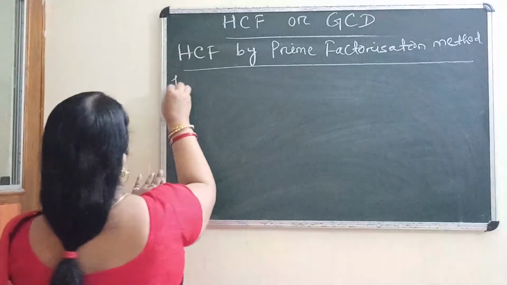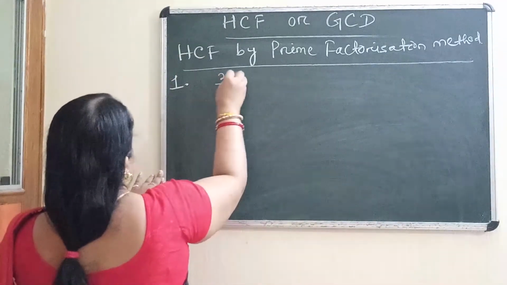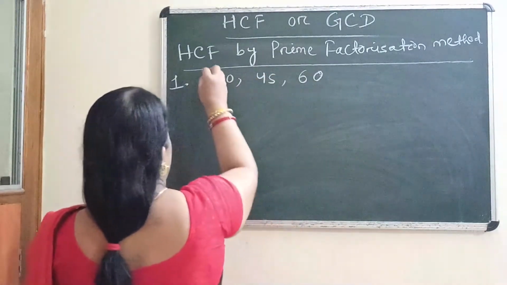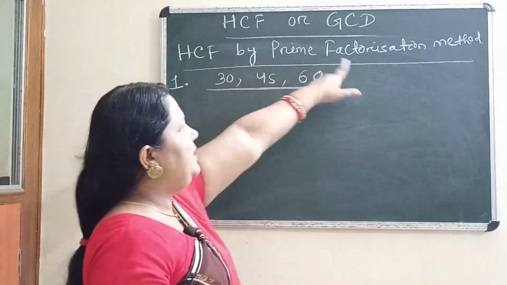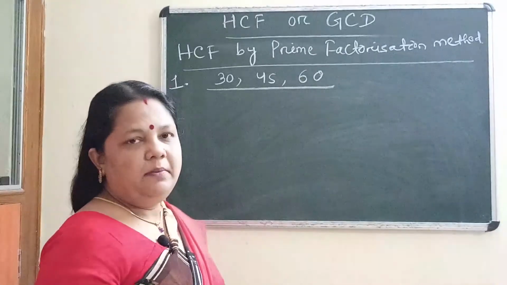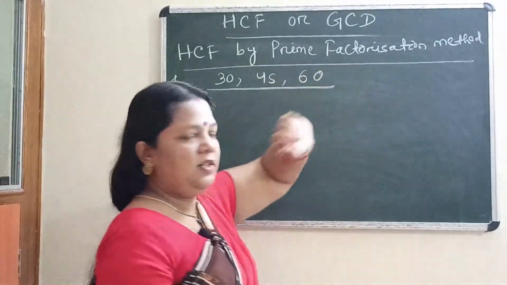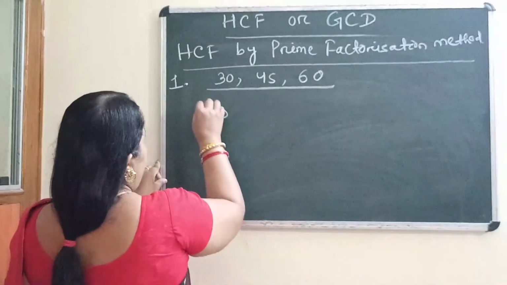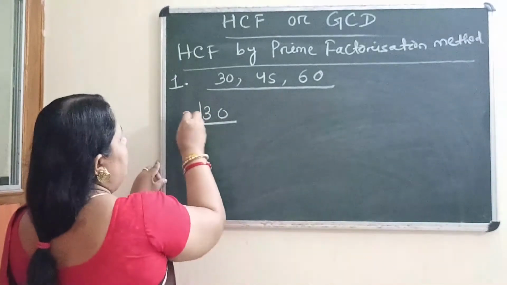Suppose one question is given: find the HCF of 30, 45, 60. Find the HCF of these 3 numbers by the prime factorization method. So how to find it out? We have to follow the prime factorization method. How to do this? We have to divide it with the help of prime numbers.